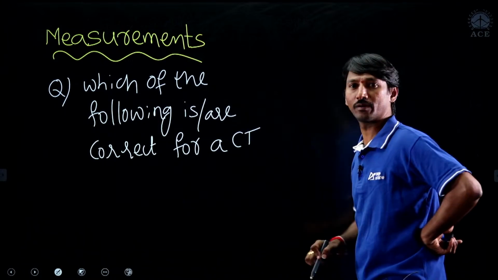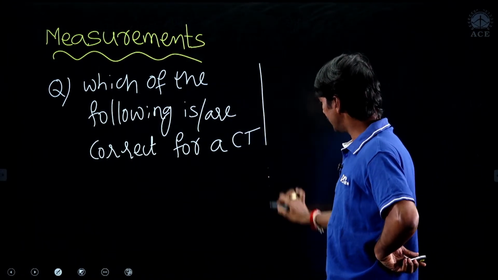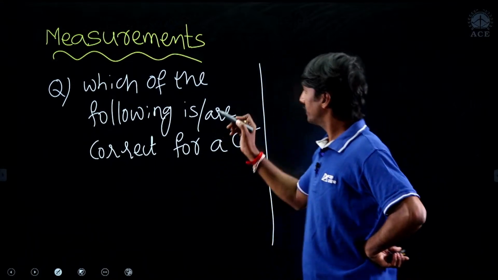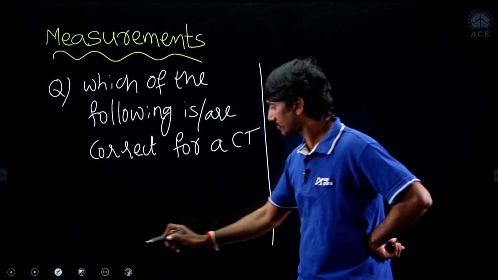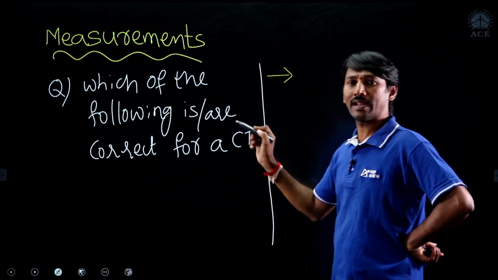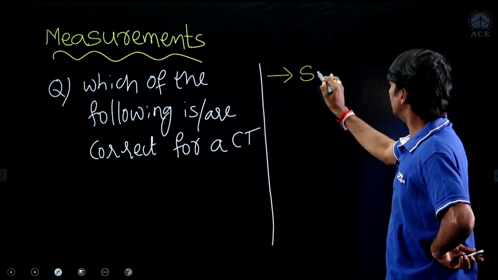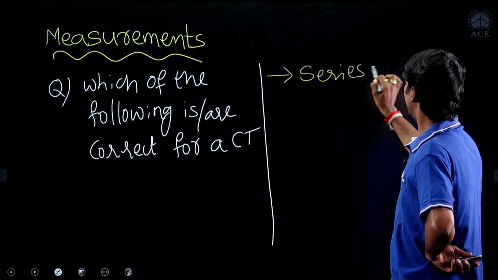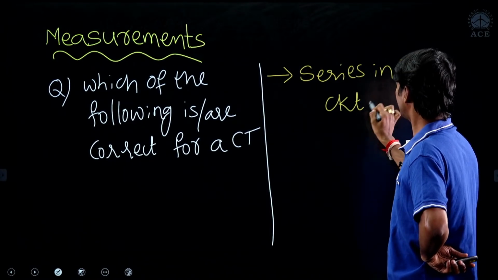CT means current transformer. This is a question from instrument transformers. According to the data we received, the options are: which of the following are correct for a CT? Now, the answer here is that a current transformer must always be connected in series in the line. So this is one correct answer: series in the circuit.